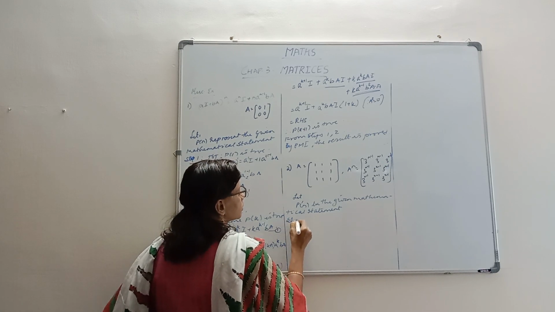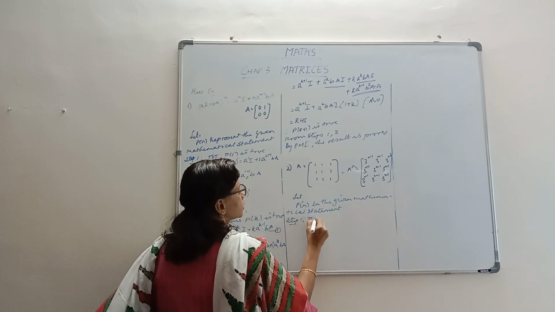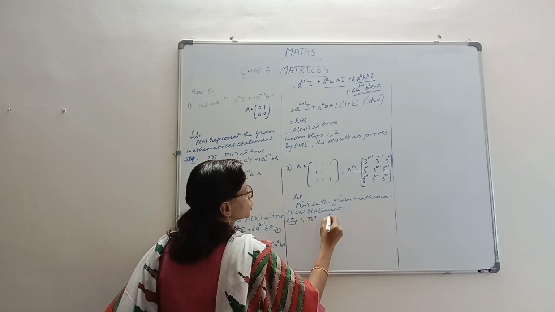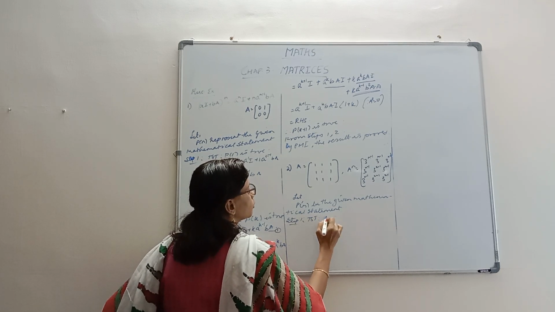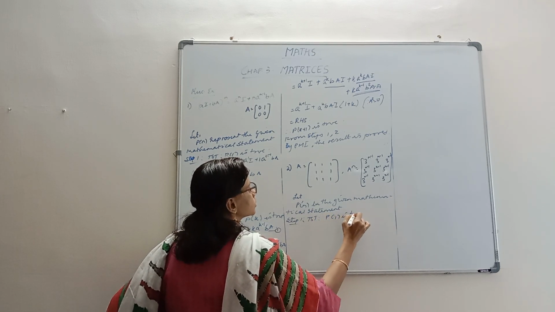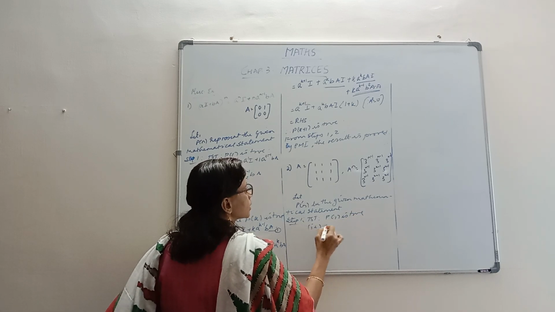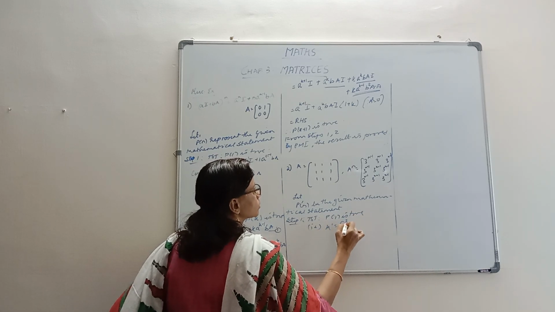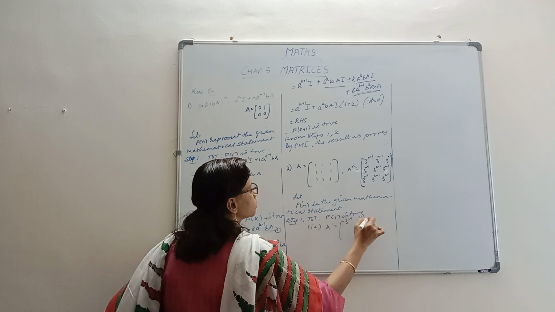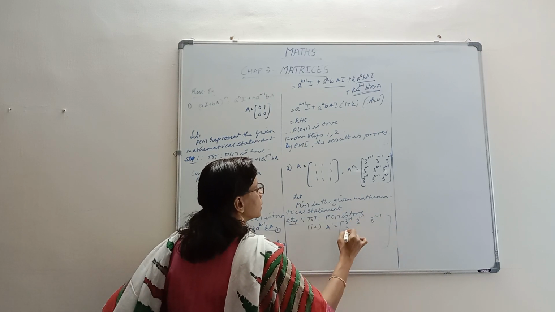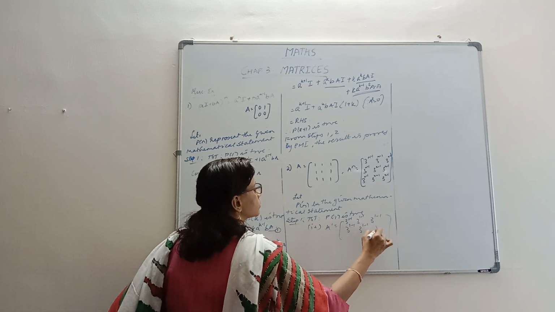Step 1, to show that p of 1 is true, which means that a raised to 1 is equal to 3 raised to 1 minus 1.